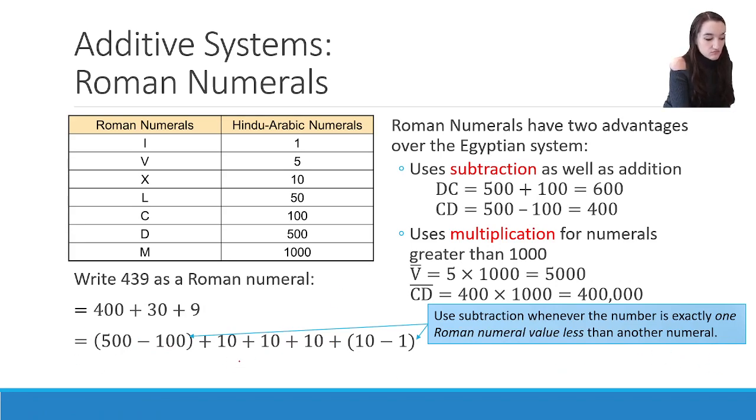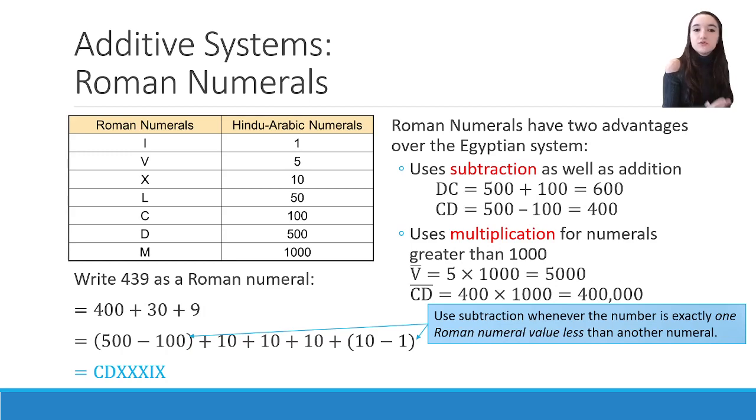We can then translate each of these. So 500 minus 100 means, just like over here, we've got that is CD. 10, 10, 10, that's 3 X's. 10 minus 1 is 1 less than an X, so it'll be IX. So in total, we get CD, XXX, IX.